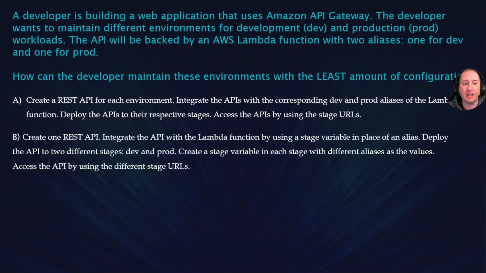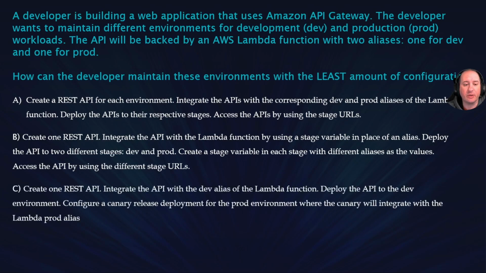The second one is to create a REST API, integrate the API with the Lambda function using stage variable in place of an alias. Deploy the API in two different stages, dev and prod. Create a stage variable for each stage with different aliases as the values, and access the API using different URLs.